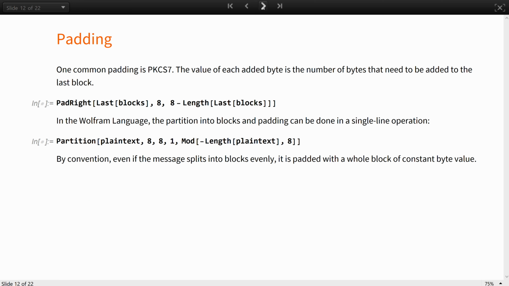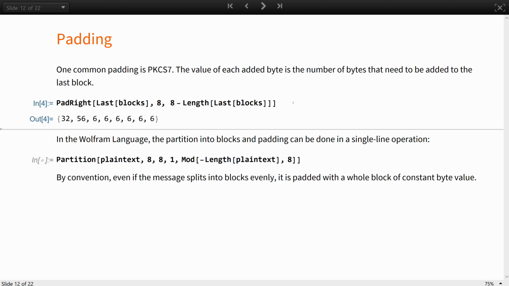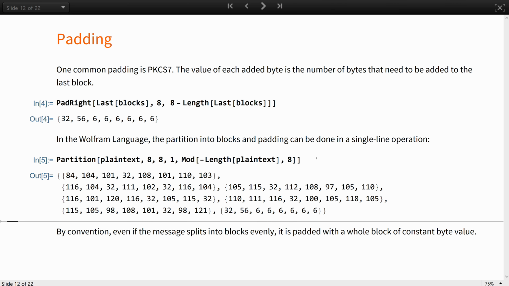One common padding is PKCS7. The value of each added padding byte is the number of bytes that needed to be added to the last block. So in this case, there were 6 missing bytes at the end, so the last block will be padded with the byte value 6, six times. In the Wolfram language, the partition into blocks and padding can be done in a single line operation as follows.